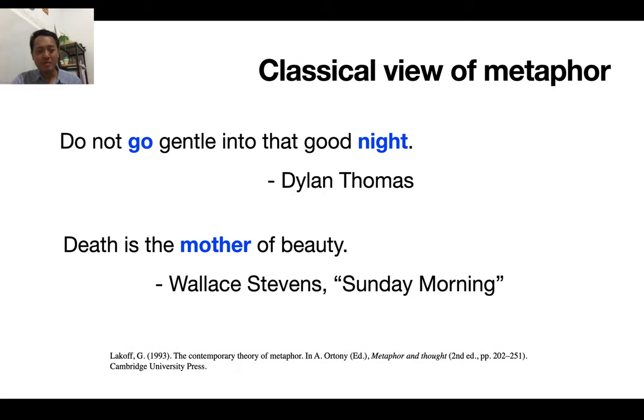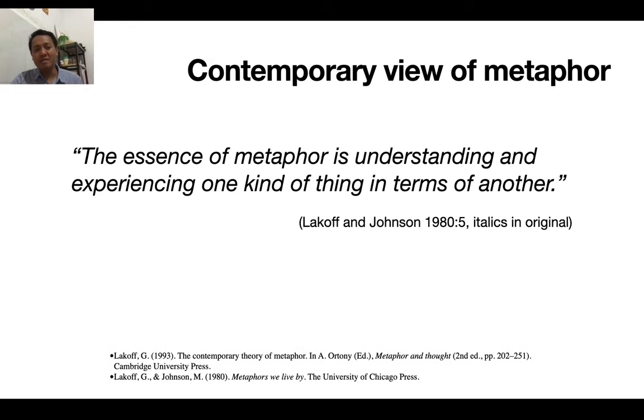If we see the previous examples, words such as go, night, and mother are all close to us. We go everywhere, nearly every day, except these days, during COVID-19, and we experience night every day. We know what mother is, we can see, touch, feel, but we don't really know what death is. We cannot feel it, we cannot touch it, we cannot see it. So that's an abstract concept. It's understood using concepts that are close to us, that are directly related to us in the physical domain, such as movement, time of the day, and kinship concepts, like mother. So that's the idea of understanding and experiencing one kind of thing, a more abstract thing, in terms of another, more physical concept.